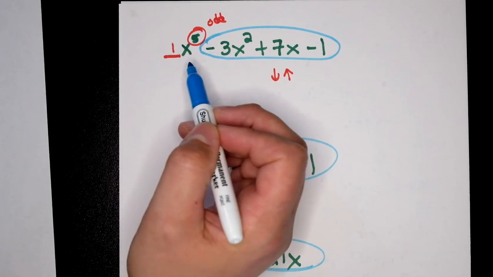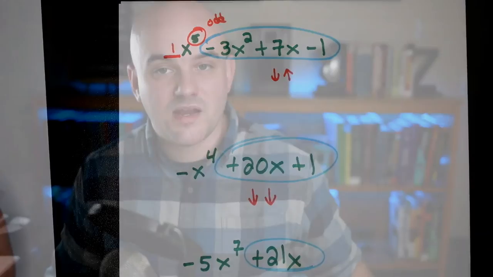So use those tricks to figure out the right end first, and then determine the left end to figure out what's going on at the ends of a function.